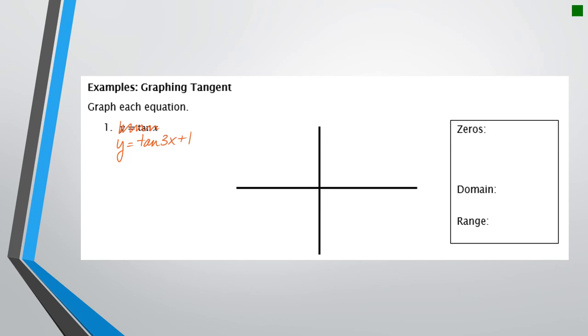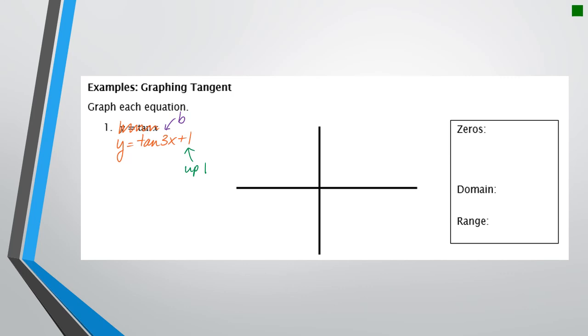All right, so first thing I want to point out is that there are two changes to the parent function. The first thing is that there's a b value, which is 3. So that tells us that the period is going to change, which is then going to change the asymptotes. And then I have a +1, which is our k value, and that's telling me that the graph, everything is going to get shifted up 1.